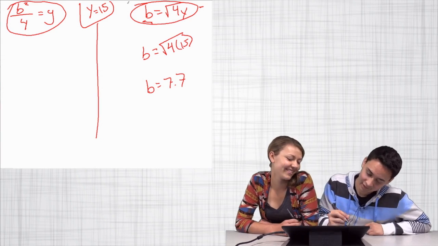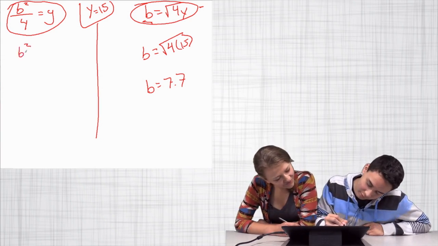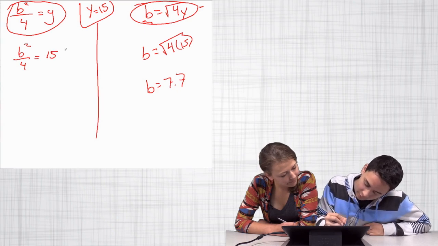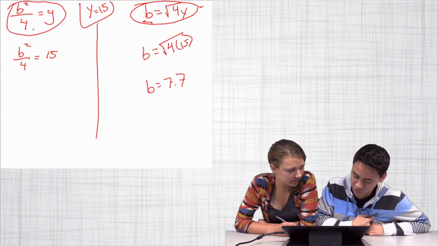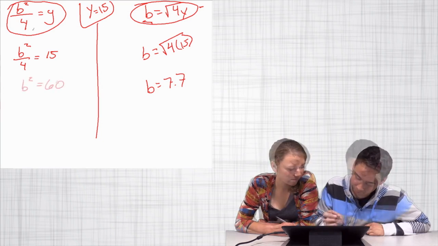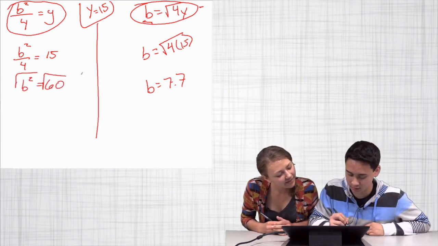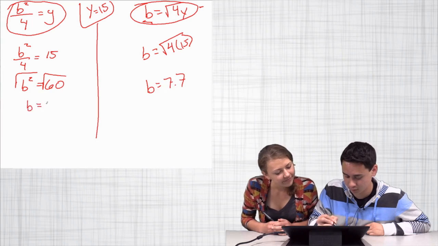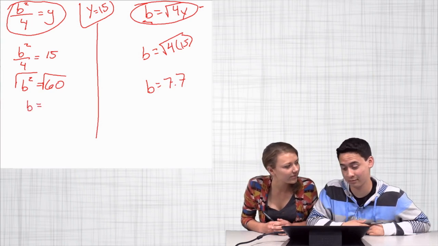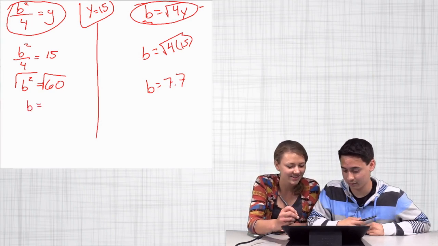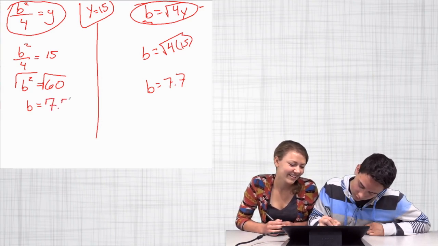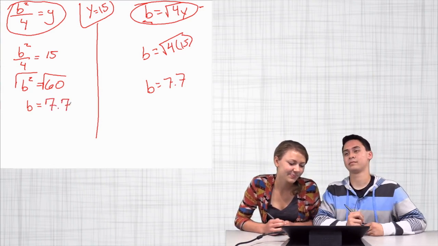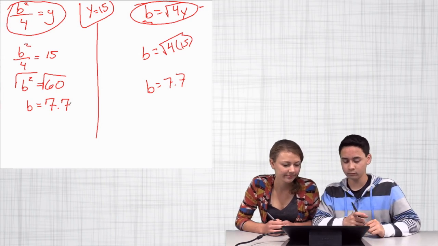Your turn. So we have our b squared over 4 equals 15. And then we would multiply both sides by 4. And just square root both sides. B equals square root of 60. Look it up. You just did it. What's this? 7.7. Excellent.